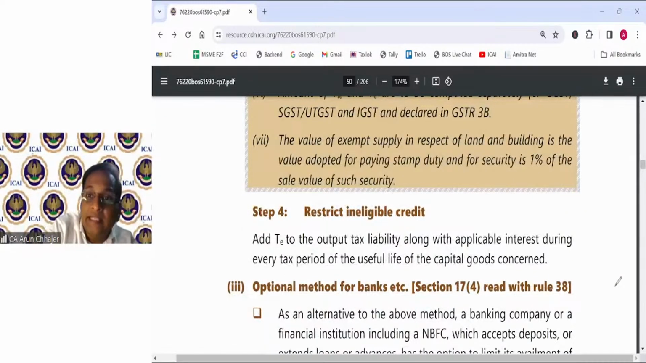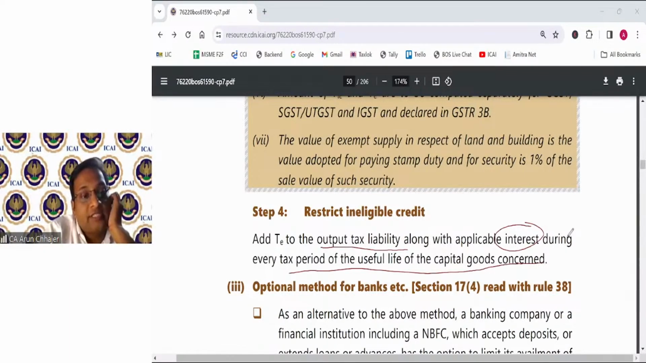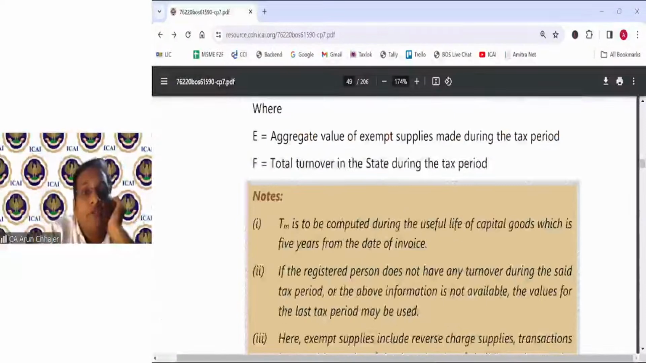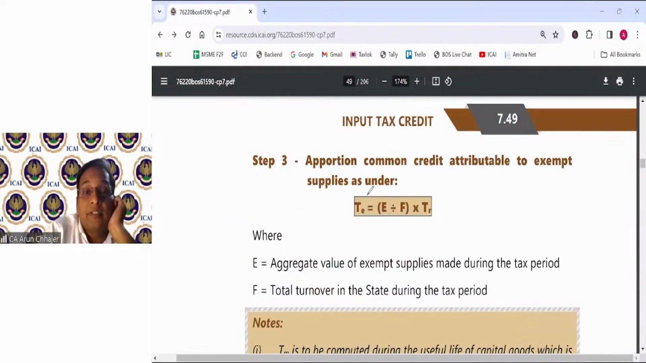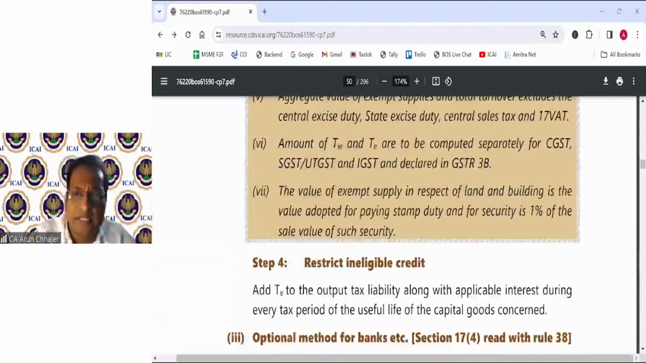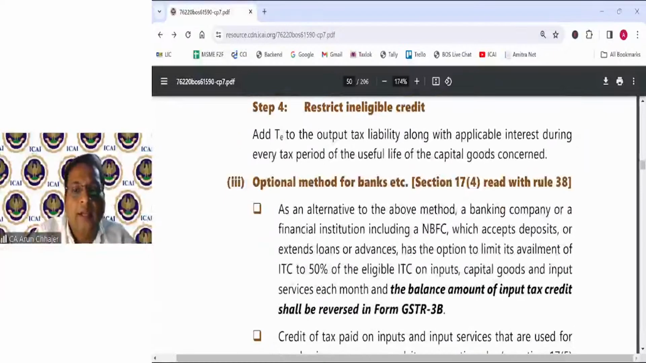Now add TE to the output tax liability along with interest during every tax period for the useful life of the capital goods concerned. What is the TE? TE is the amount which you have calculated for the purpose of reversal. You need to reverse that particular amount. So that reversal is to be added to the output tax liability. But yes, you can do the reversal also. That is the same thing which we will discuss practically in the next class.